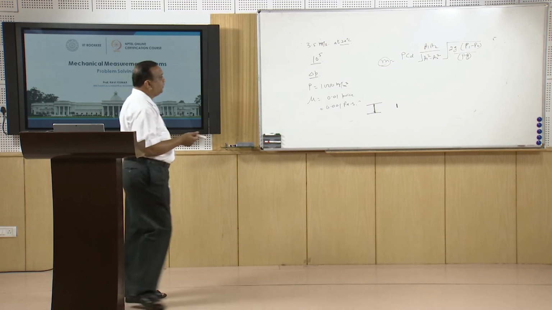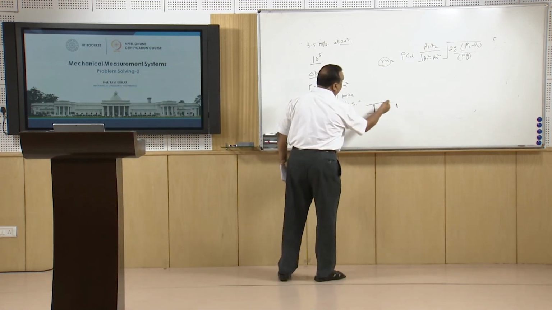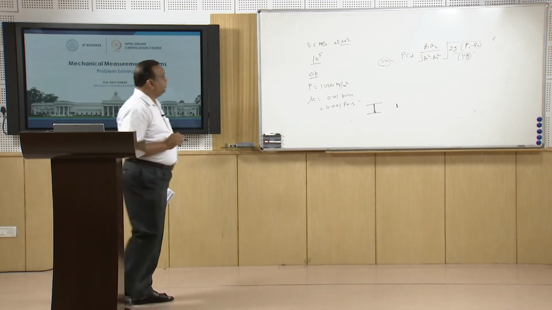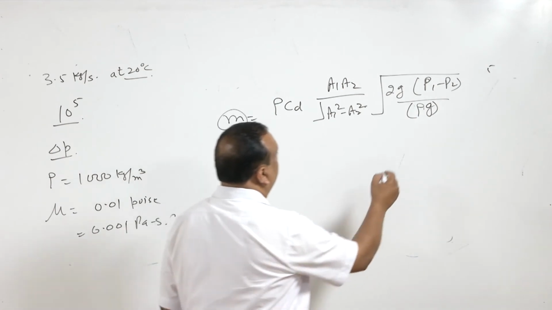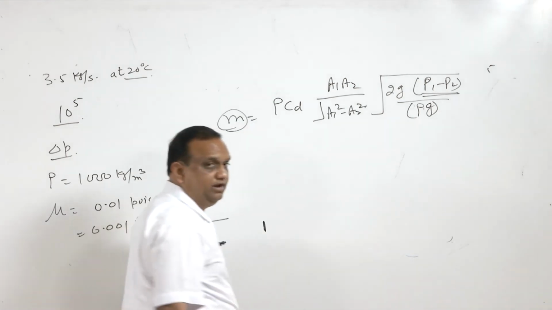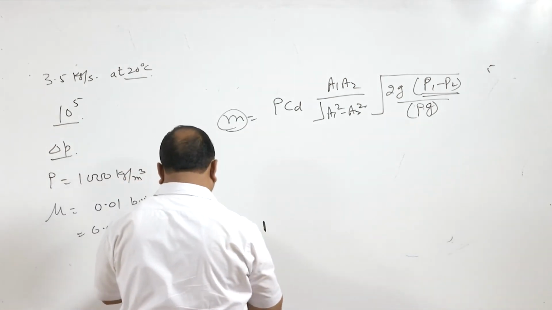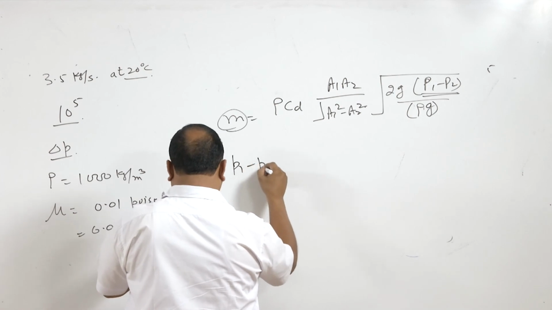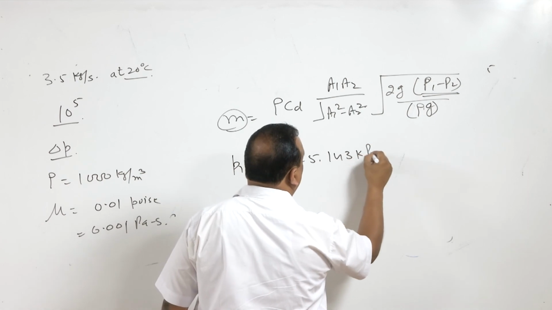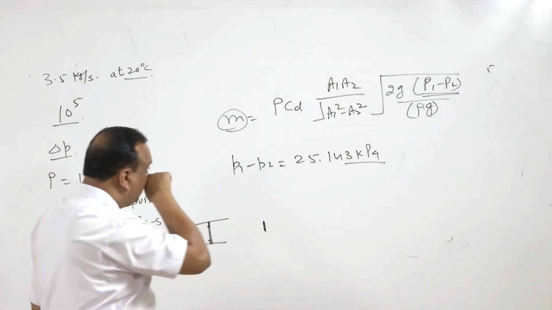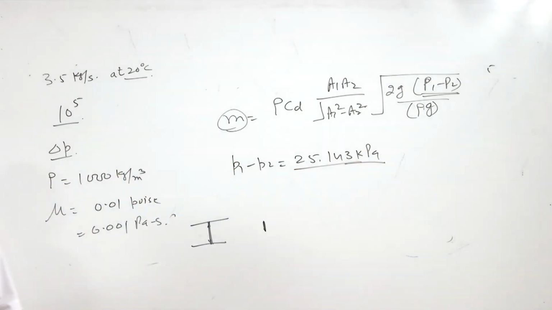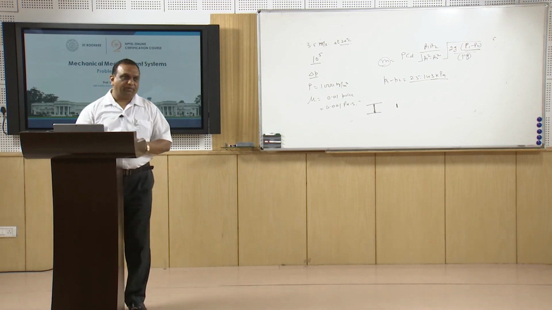A1, A2 we can easily calculate because the diameter of one pipe is 5 centimeter, another pipe diameter is 2.5 centimeters. Rest of the values are known, but we do not know the value of P1 minus P2. So this is the only unknown in the entire equation, and if you put in the respective values, you will get P1 minus P2 as 25.143 kilopascal. Whatever value you get from this equation divided by 1000 gives the pressure drop as 25.143 kilopascal.